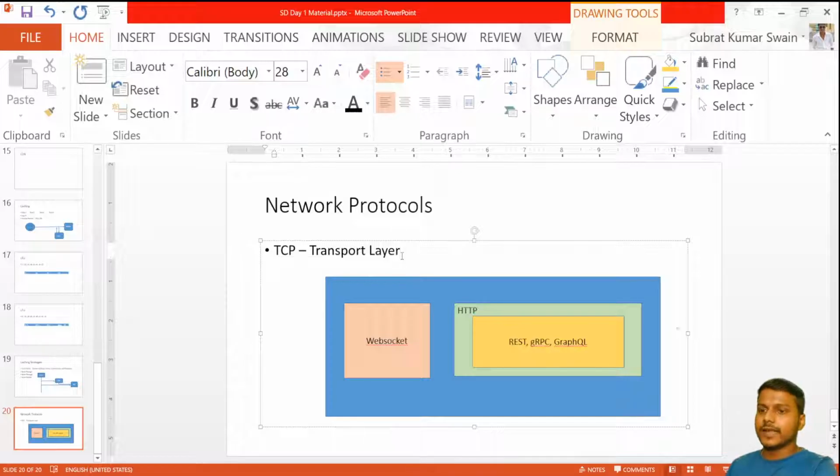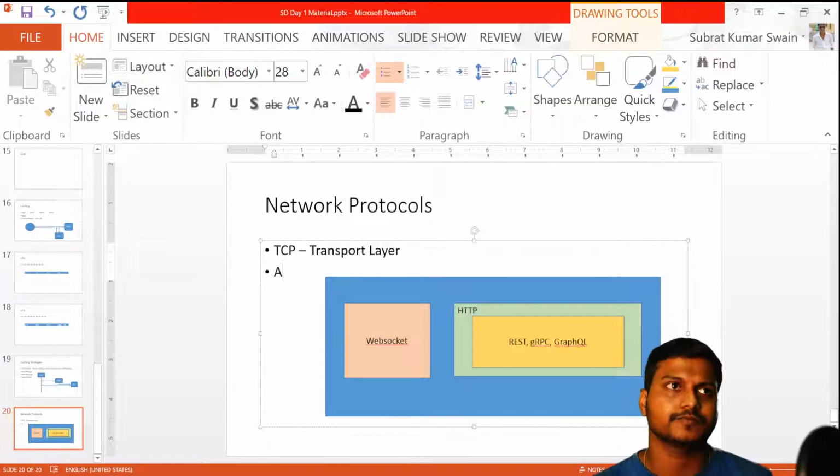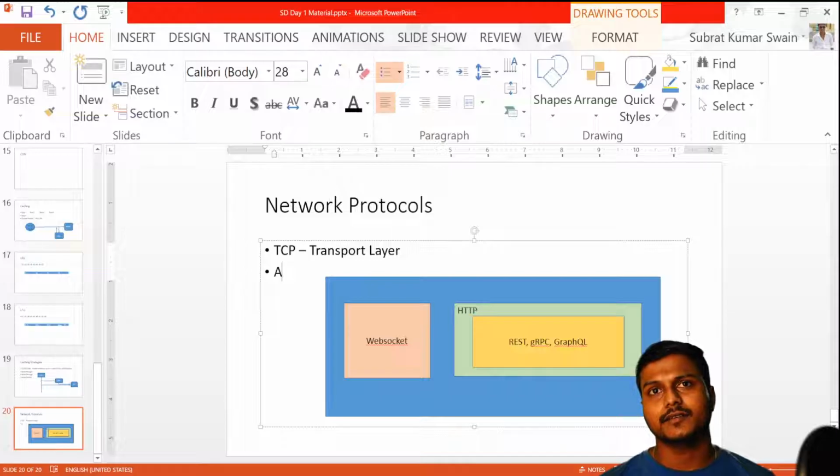HTTP and all of these are majorly used in the application layer. If you consider the TCP/IP model, there are four layers: network layer, transport layer, data layer, and application layer. But in the OSI model, the same things are segregated into 7 layers. If I remember correctly, it is physical layer, then data link layer, then network layer, then transport layer, then session layer, then presentation layer, then application layer.